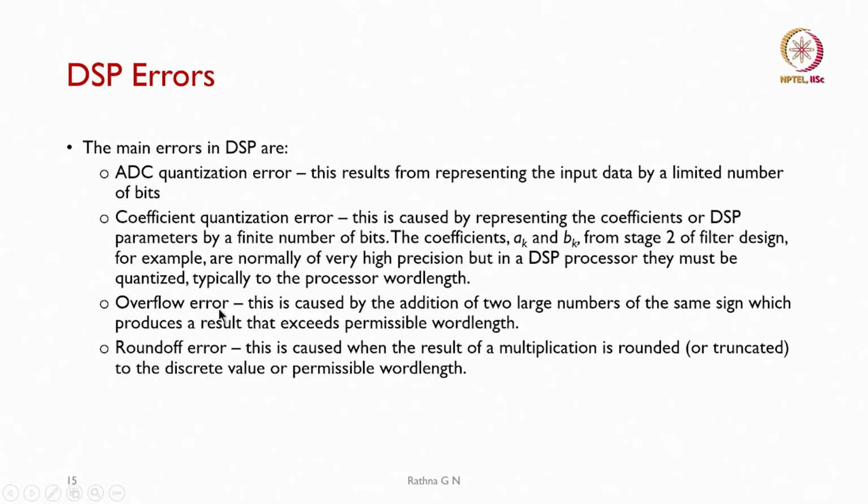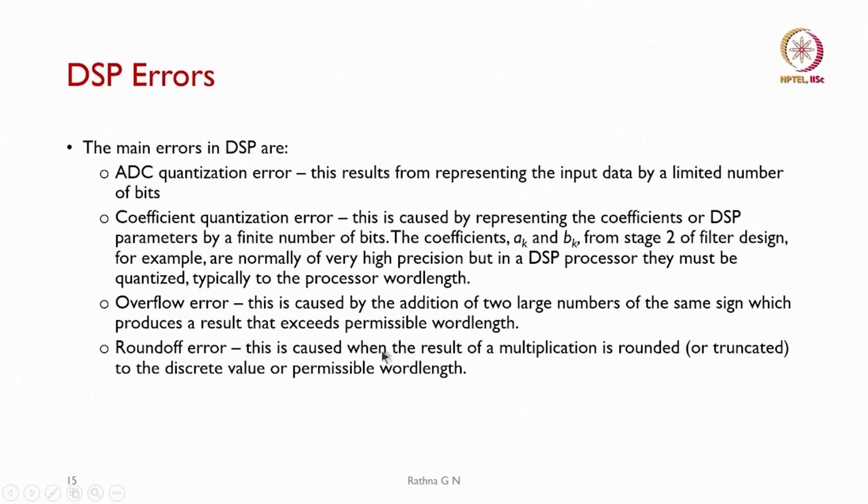Next is overflow error. As we are talking about addition or subtraction, they can give us an overflow or an underflow. So, we say addition of two large numbers of the same sign produces a result that exceeds our permissible word length. This is one more error that we have to look into. The last one is the round off error.